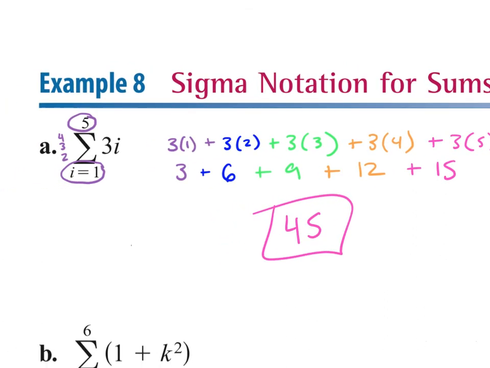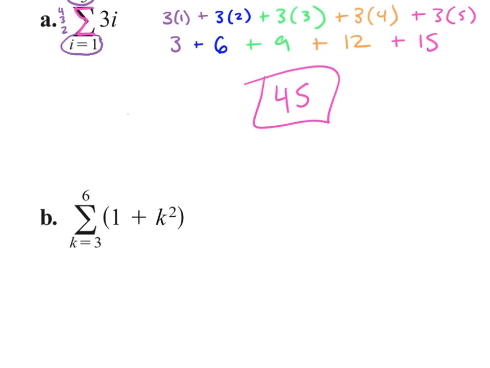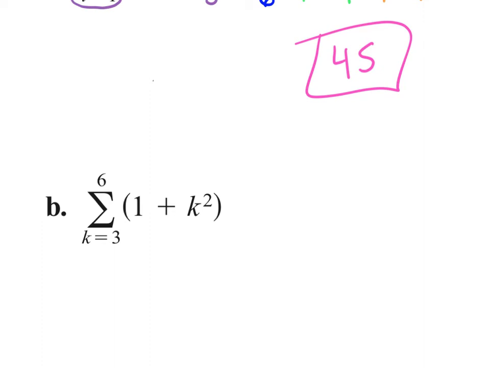So when you first see problems like this, the little sigma here kind of looks scary, but it's really not that hard. Just start with the first number, end with the one on top, plug them all in, add them together. Not too bad. Let's look at B. What is the first number we have to plug in? 3. What's our last number we have to plug in? 6. So we're going to plug in everything in between. We have 3, 4, 5, and then 6.